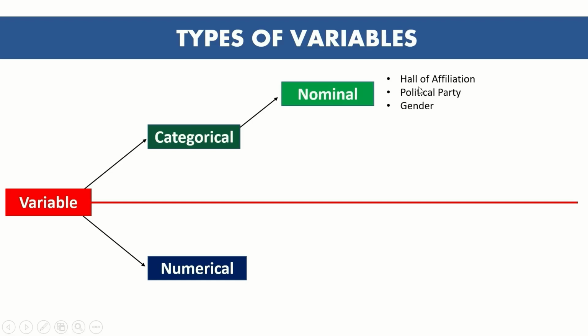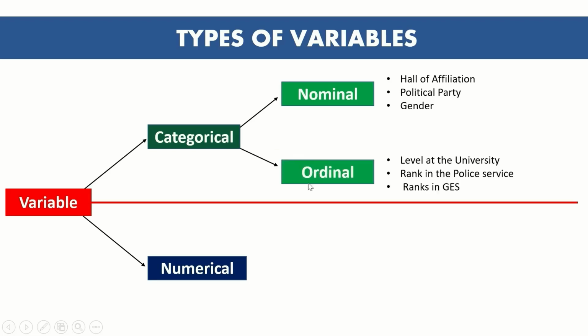Let's take them one after the other. Hall of affiliation. If you are in Ugwa, you are not better than any person who is in ATL or Casford or any other hall. If you are in NDC or NPP, you are not better than any other person who is in CPP. If you are male, you are not better than female. So we can see that these variables are putting respondents into groups, but no one is better or higher than the other.